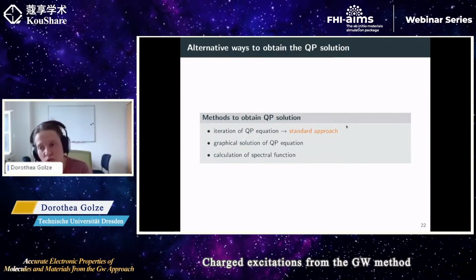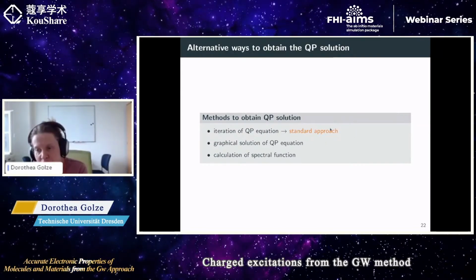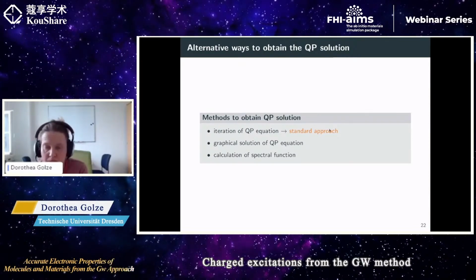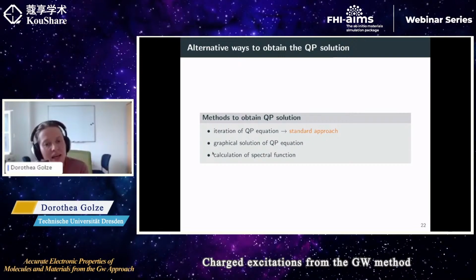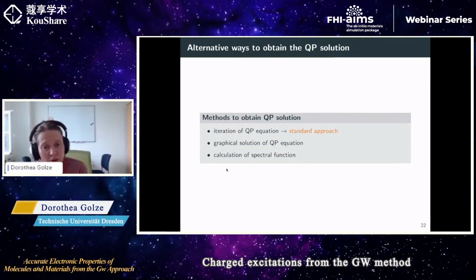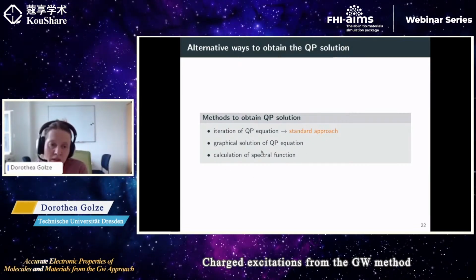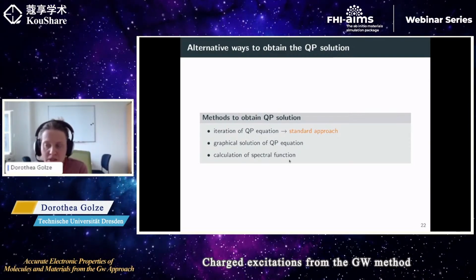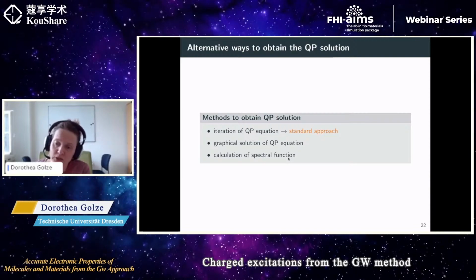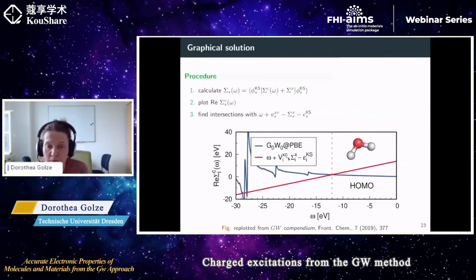You can also do a so-called linearization of this approach. A Z-shot approach is, by the way, also implemented in AIMS, but I would not recommend it. Other ways to get a quasiparticle solution are graphically, or to calculate the complete spectral function. And this is sometimes necessary to understand if you got a unique solution. So that's why I want to mention it.